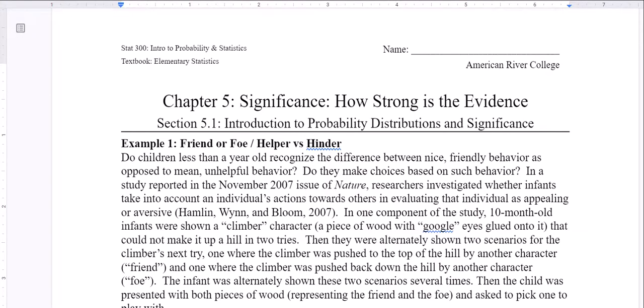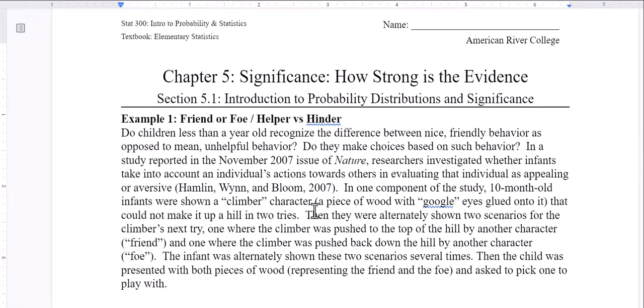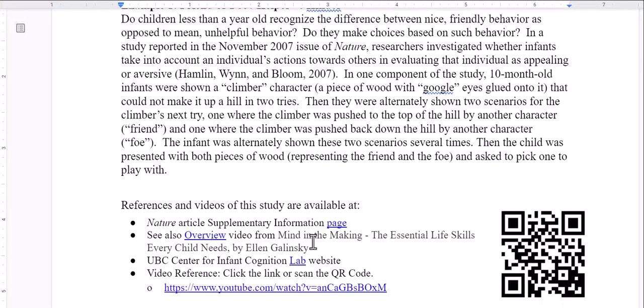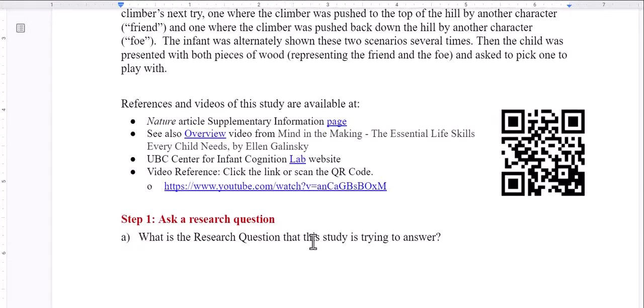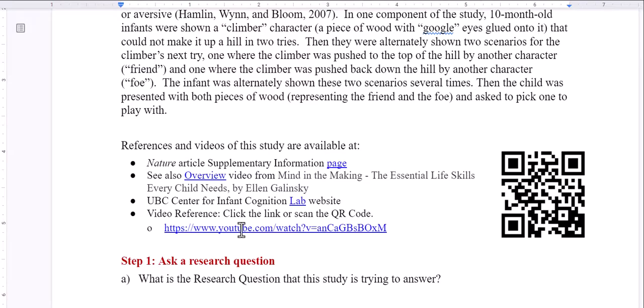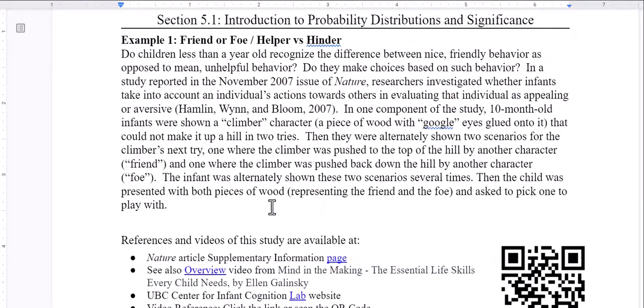Hi there, in this video we're going to cover section 5.1, the introduction to probability distributions, and also introduction to significance. How strong is the evidence of something, of our data? So for this example, I have the friend or foe example here, and one of the things that is posted in Canvas is this link to the YouTube video. So please watch the YouTube video first, and then you can come back and continue this video.